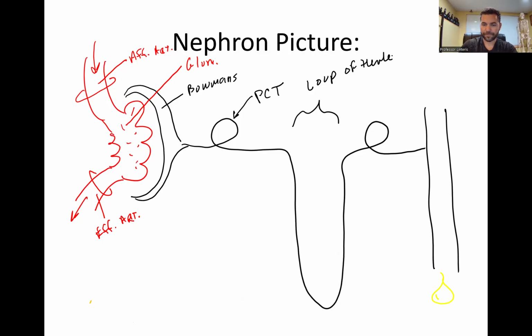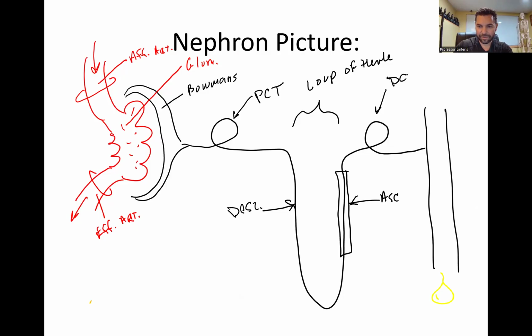It has 2 parts. It has a descending loop and an ascending loop. There are differences in the characteristics of these loops that I will discuss briefly, but way more in lecture. This is the distal convoluted tubule, or the DCT. This is the collecting duct. Obviously, whatever drains out of here will be urine. So those are the parts.